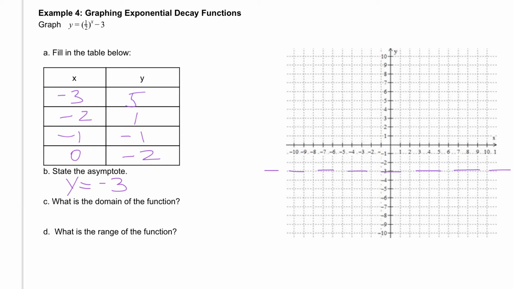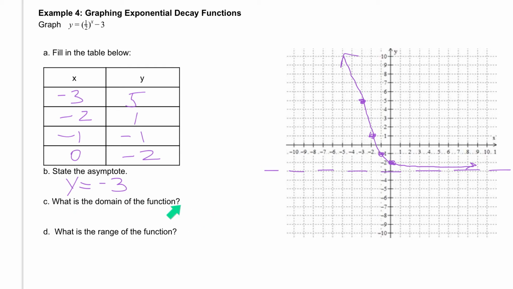Then we're going to go ahead and plot those points. So we have the point negative 3, 5; negative 2, 1; negative 1, 0; and 0, negative 2. Now remember, you need to understand what the shape of your graph is going to look like. Remember that as it's coming down, it's going to curve and follow along that asymptote. So I'm going to draw my graph in here. And as it gets here, it's going to come closer and closer to the asymptote. It will never cross over it. And as I go up, it's going to come up on the diagonal. Never going to turn vertical.